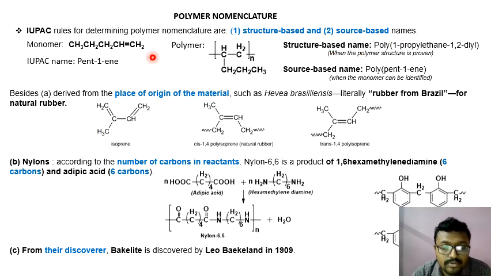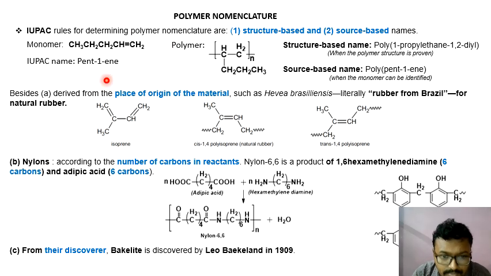So in polymer we can have two types of nomenclature. One is structure based, based on the structure of the polymer. Another is source based, based on the source. The same polymer molecule can be named in two ways. For structure based, we have to find out the structure. If this is the structure, we can say it is an ethane unit, and in ethane there is 1,2-diyl and at one position a propyl. So poly(1-propyl ethane-1,2-diyl) in brackets, with poly outside. For source based, the source is pent-1-ene, so the name will be poly pent-1-ene.